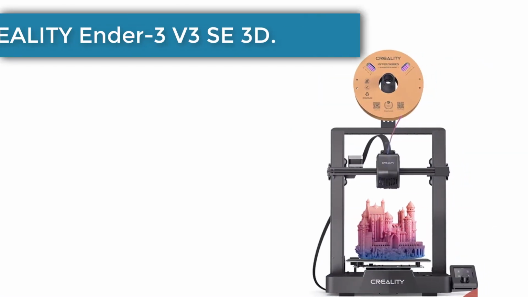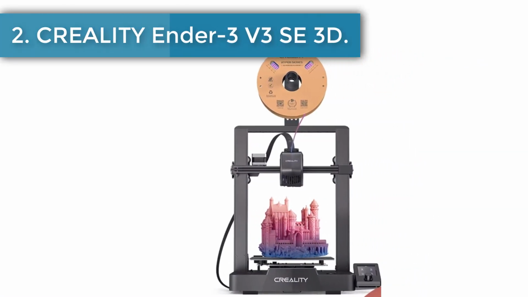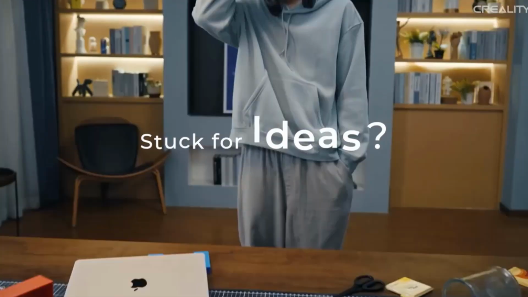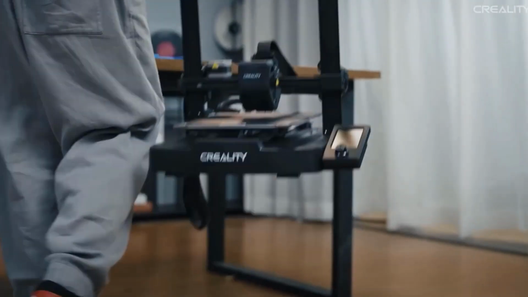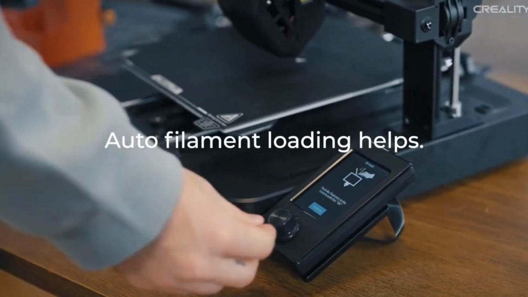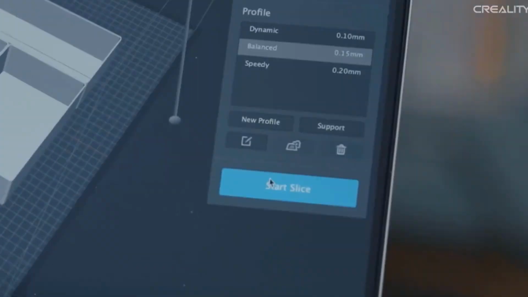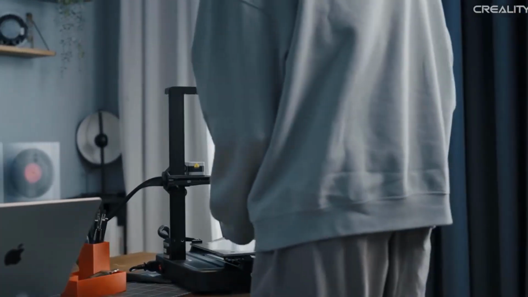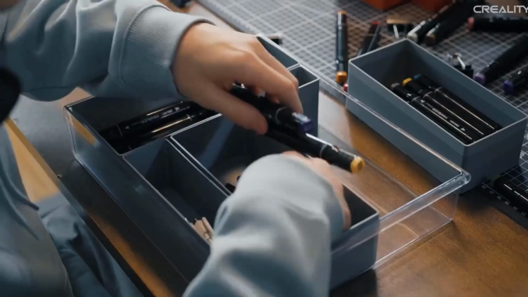Number 2. Creality Ender 3 V3 SE 3D Printer. The Sprite extruder of Ender 3 V3 SE works well with PLA, PETG, and flexible TPU, unlocking your creative potential. And the extruder is market proven for its reliability, as over 500,000 units have been shipped worldwide.